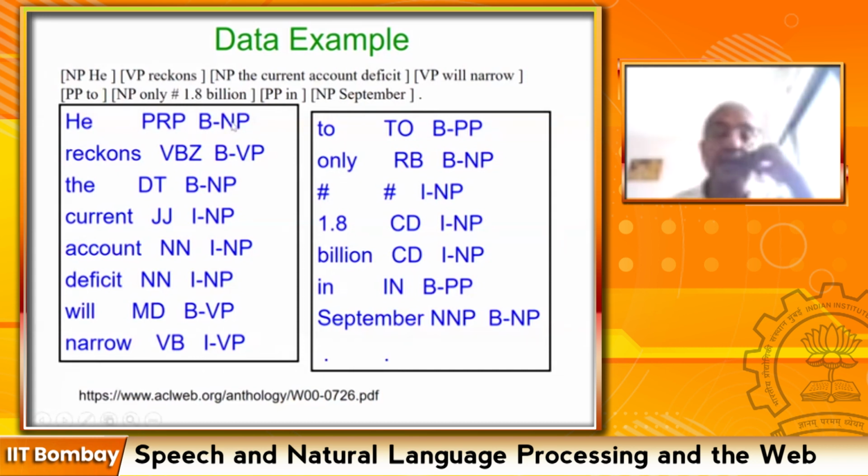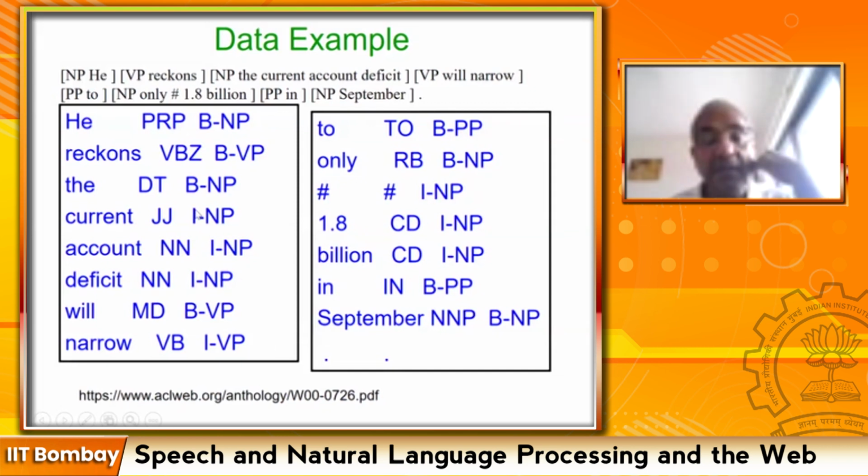So he is a one-member chunk. Reckons begins a chunk. Where does it end? It ends before the next B. The next B begins here, the, and then B, I. Beginning inside, inside, inside. So the current account deficit is a 4-word chunk, and current account and deficit are inside that chunk.